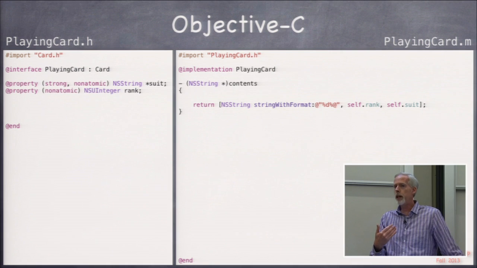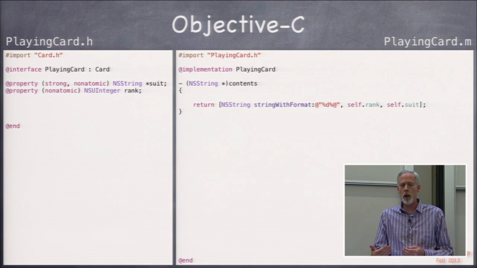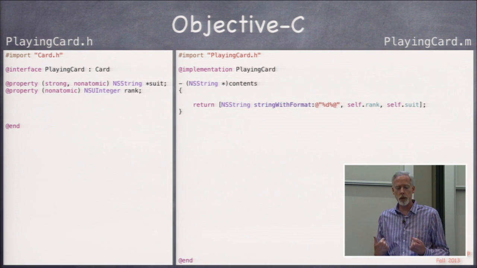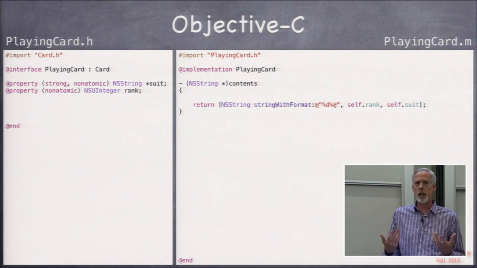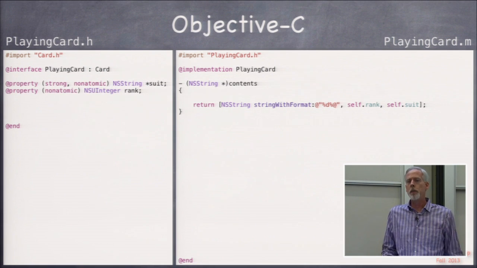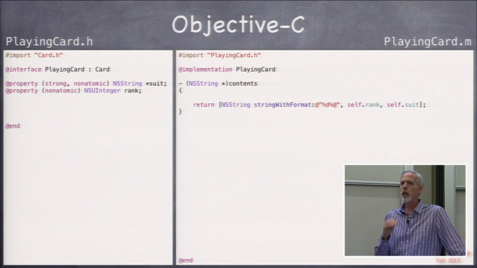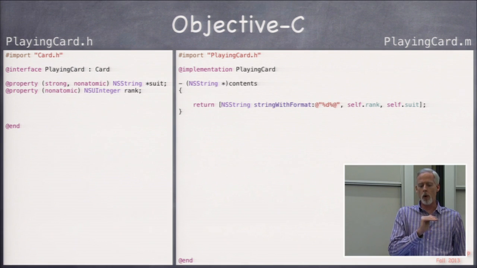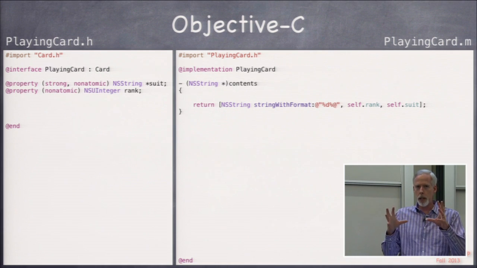So notice that in playing card, we're overriding card method contents. We inherit contents from our superclass, and by default, contents just returns the value of whatever the contents property is. But here in the playing card, we're going to override contents to actually calculate our contents based on these other 2 properties. So we're overriding the getter of contents so that it always returns a string, the contents of this playing card, that is calculated from the suit and rank.